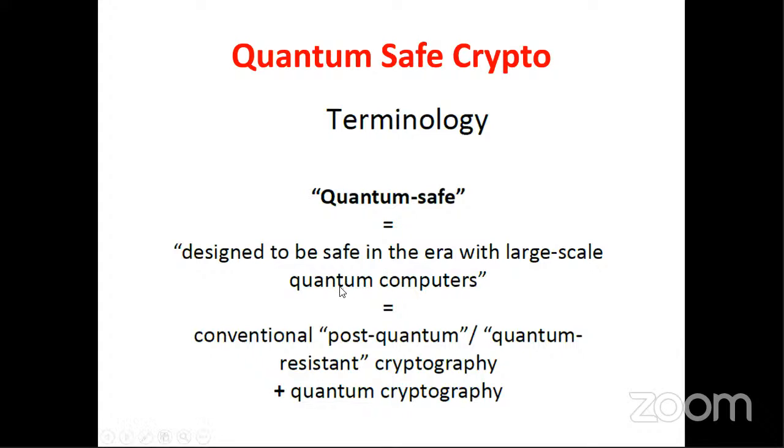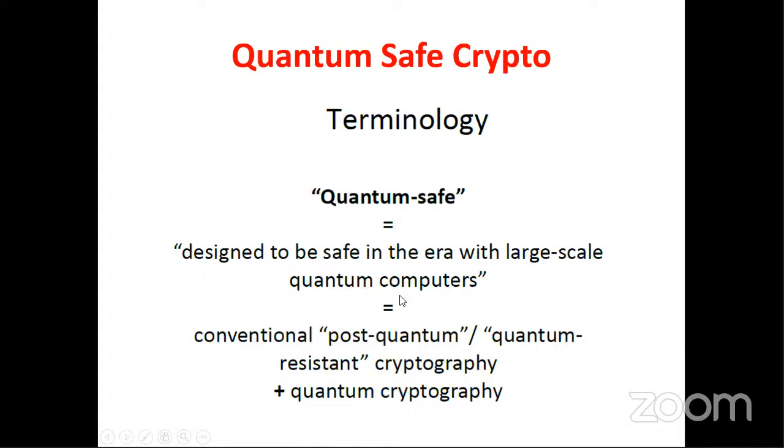Okay. And to be secure, we have two kinds of systems available. One is called post-quantum crypto or quantum resistant, and the other is called quantum cryptography. Okay. So what is quantum safe? Can anyone repeat for me?